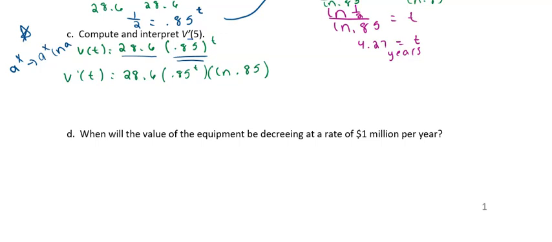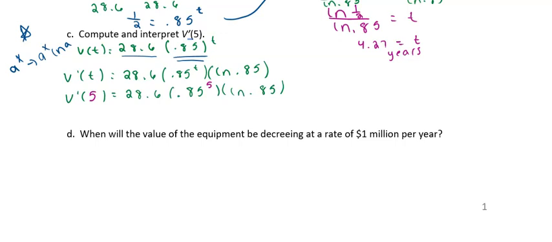We're told that we want v prime of 5. So wherever we see our t, we're going to need to put in a 5. Raised to the 5th. There we go. And now we can type this into the calculator.